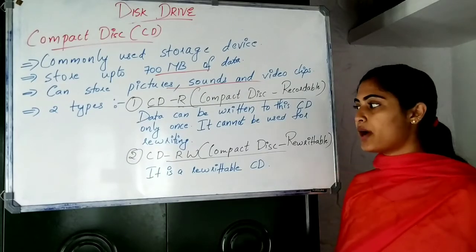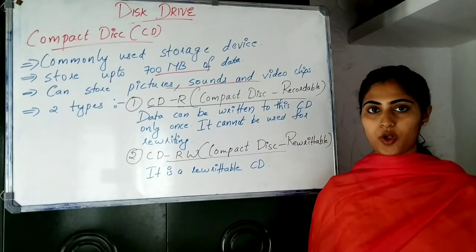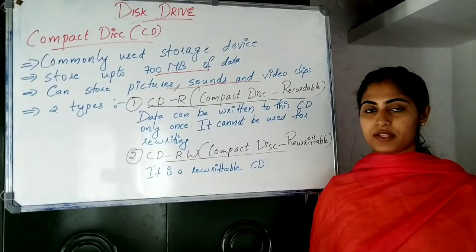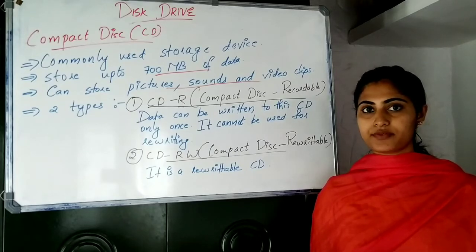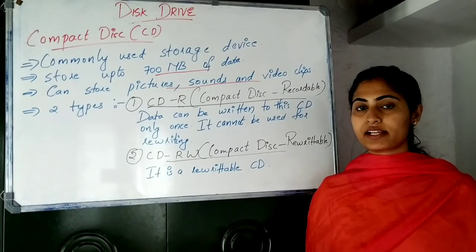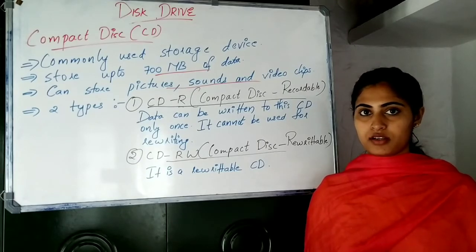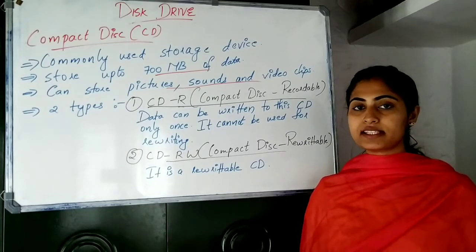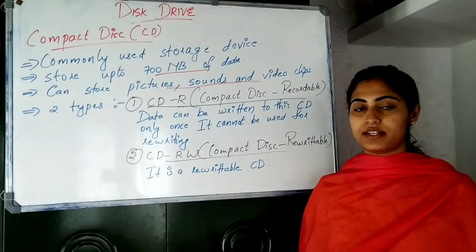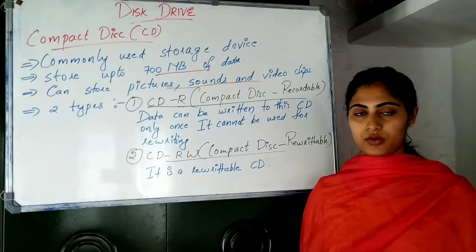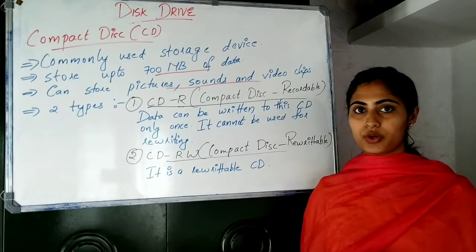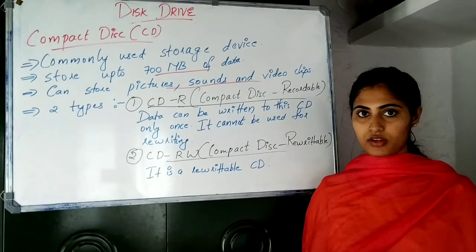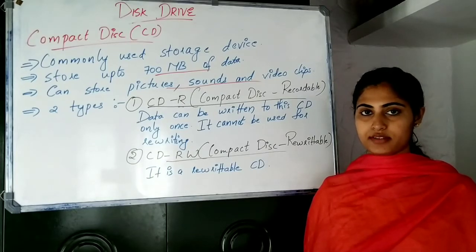Second type of compact disc is CDRW, compact disc rewritable. From the name itself we can understand that in this type of CD we can rewrite data. If data is stored inside that CD, we can erase that data and we can rewrite data into that CD. Okay, so CDRW means compact disc rewritable. This is about compact disc.